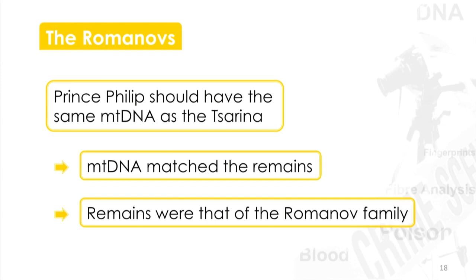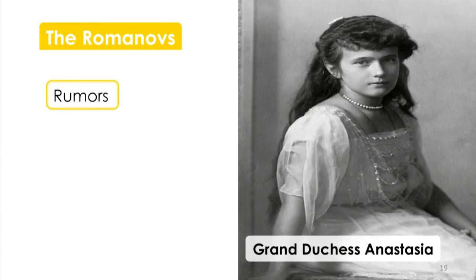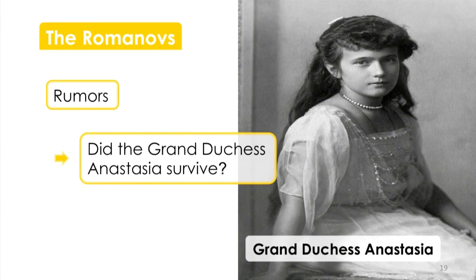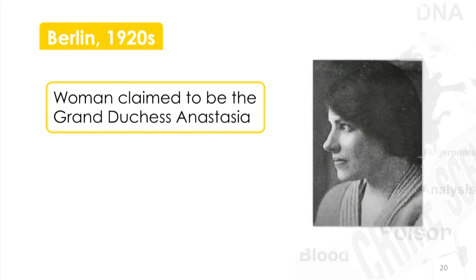Well, while we're talking about the Romanovs, soon after the murder, stories went around that one member of the family, the Grand Duchess Anastasia, one of the daughters, had escaped and survived. And a woman appeared in Berlin in the 1920s claiming to be the Grand Duchess Anastasia. And certainly she had some physical resemblances to the Grand Duchess, and some members of the imperial family thought she was speaking the truth, and others thought she was a hoax.